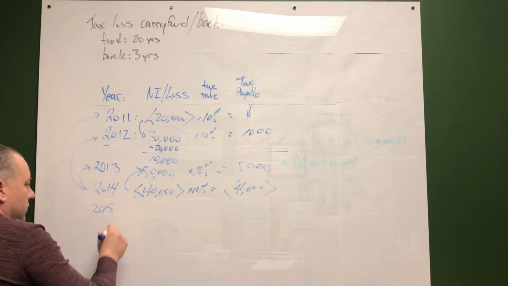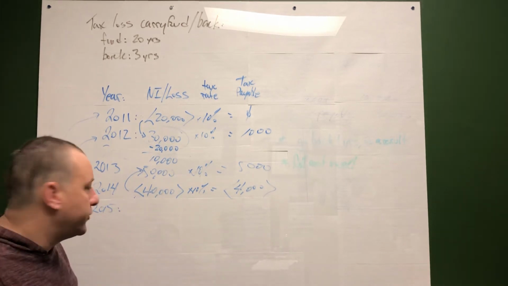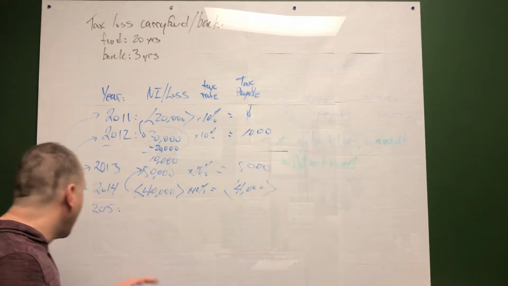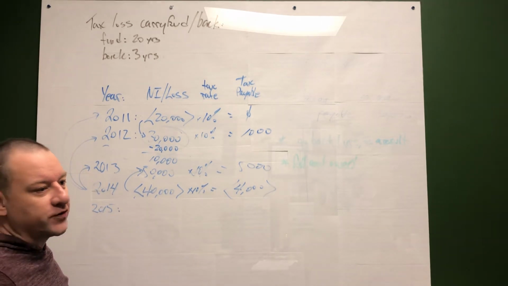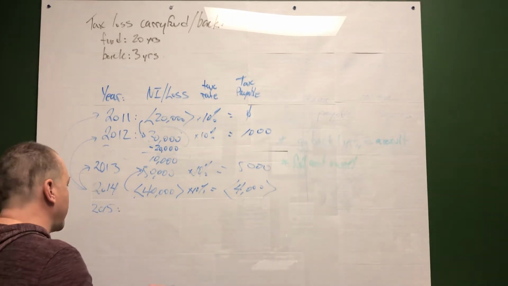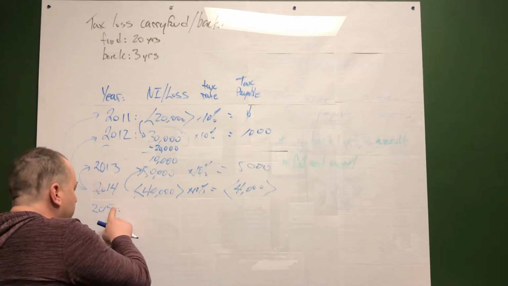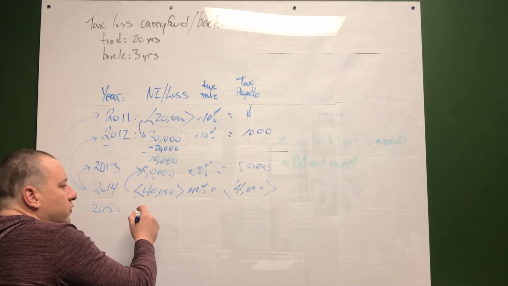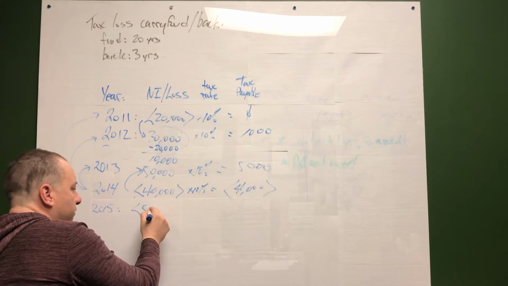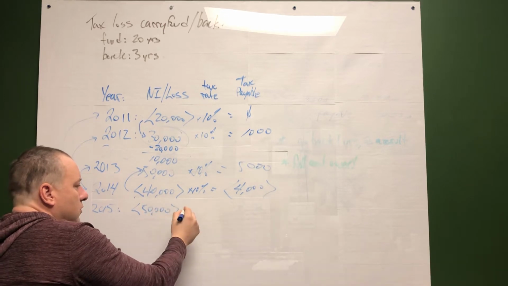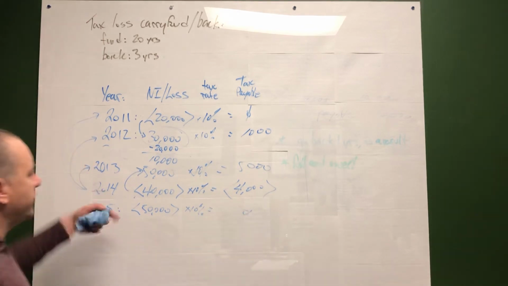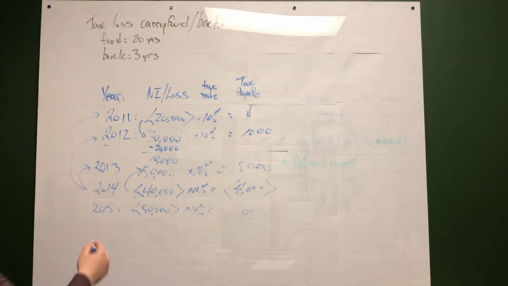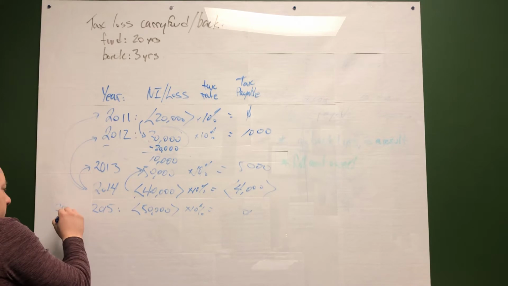2015 comes along. Now you have to remember, we have computer software, so our software is going to track our losses forward. We're just going to do it automatically. But let's say in 2015 we lose another $50,000. Well, we can't get a refund because we've used up all our losses. So now we can carry this forward 20 years.